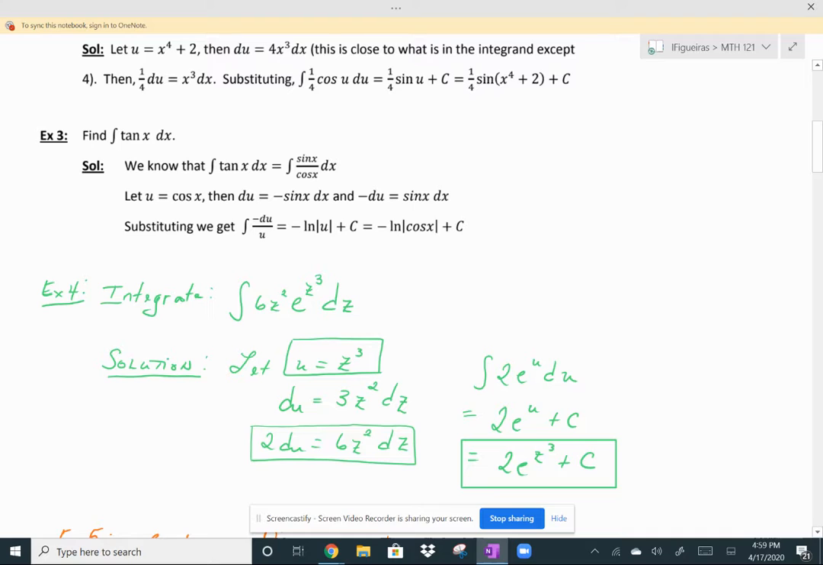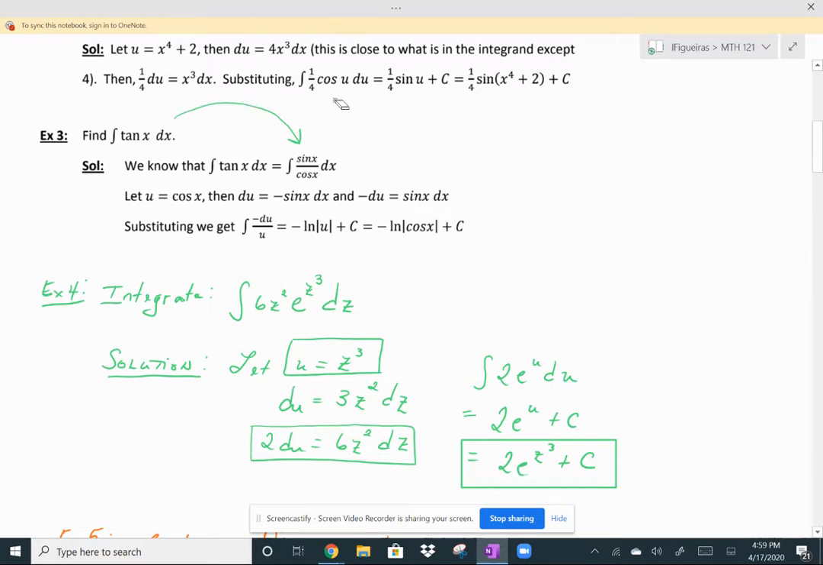We want to find the integral of tangent of x dx. So this one is not a composite function, so it would be kind of difficult to figure out what I should let u equal, but we can rewrite it in a different way. So let tangent equal sine over cosine. So we're integrating sine of x over cosine of x dx.